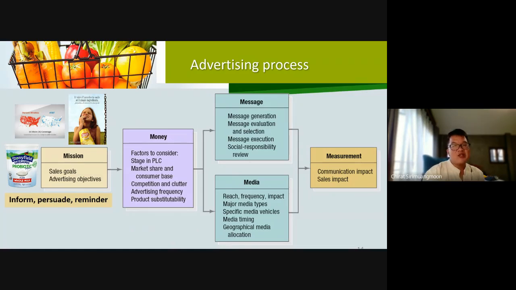Last one, remind. Remind is like you show the pictures or show the feeling of the people who consume your product. It's like reminding the happiness that you have from your products. So this is the mission. The mission should link to at least one of these three things because it's actually the target that you need to go for. After you have completed the mission, go for money.